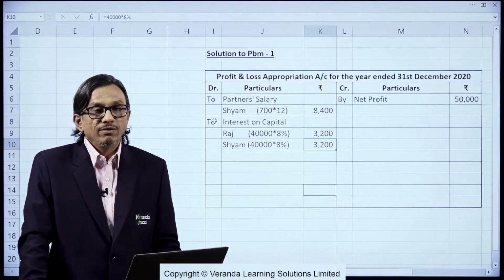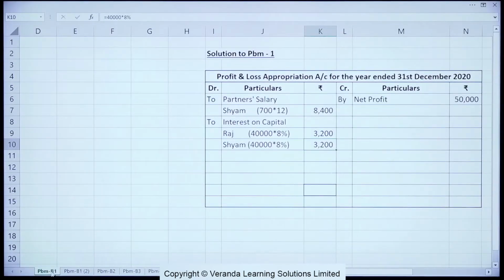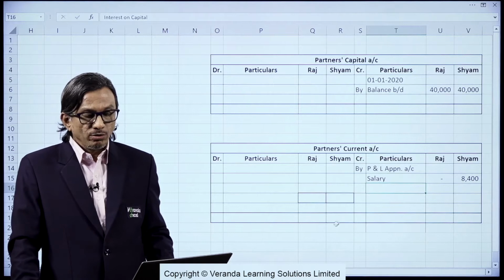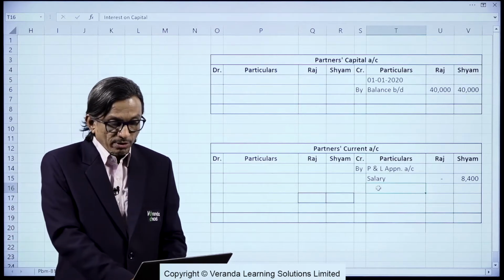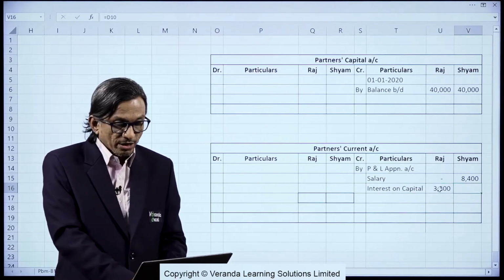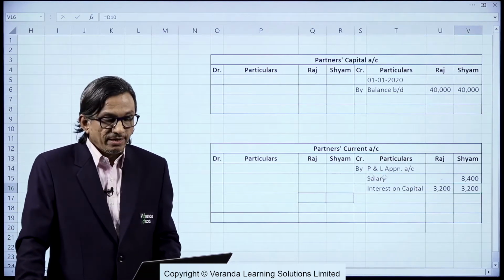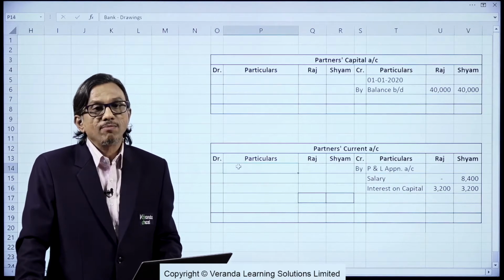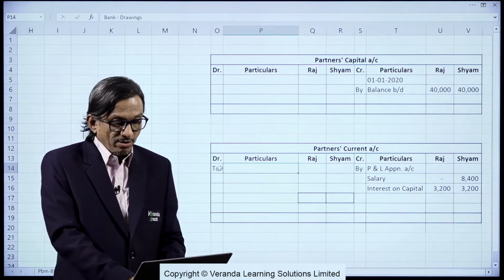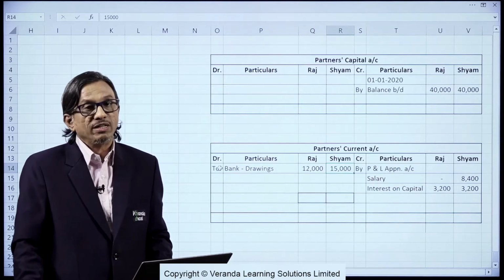And since they follow the fixed capital method, we have to take it to the current account. Since we are preparing the partner's capital account in a fixed capital method, we have to transfer this interest on capital to the current account of the partners. So we put by P&L appropriation, interest on capital, 3,200 to Raj, 3,200 to Shyam. So that is done. Now friends, in this problem, Raj and Shyam have withdrawn some money. So that has to be debited to the current account. So to bank or cash drawings, Raj has drawn 12,000, Shyam has drawn 15,000.